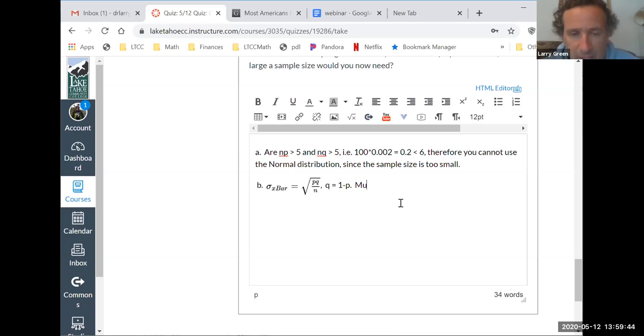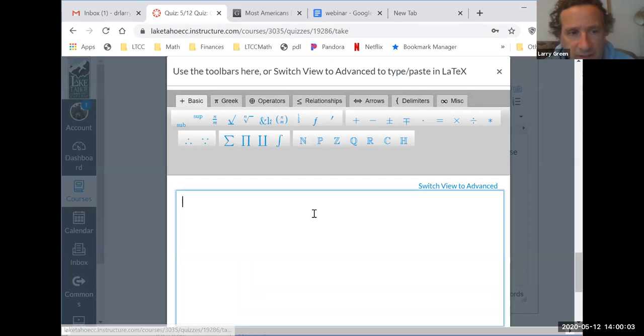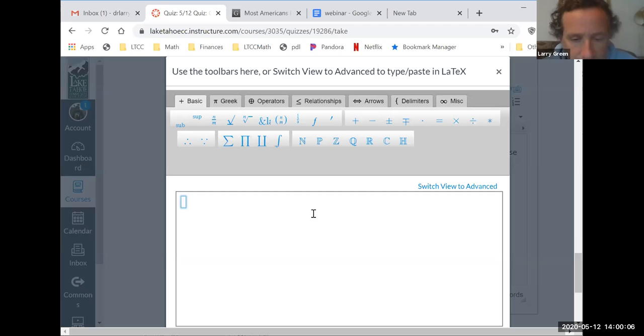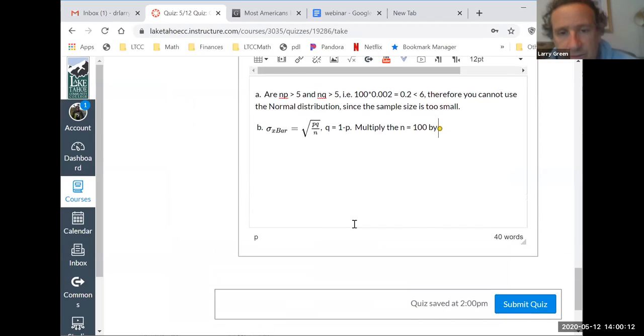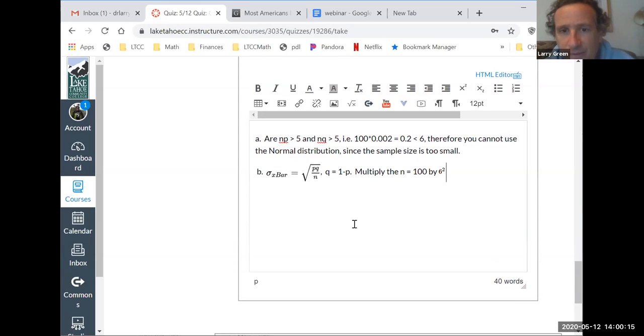So multiply the 100, which is N, let me write that down, by 36. And maybe I'll write it this way, just so you see, 6 squared. The whole point is we need the square and the square root to cancel. So we need to multiply by 6 squared. And so we sample 3,600 people.